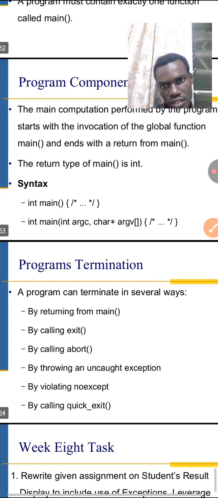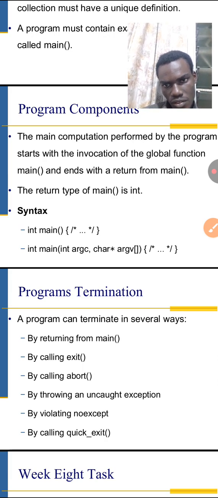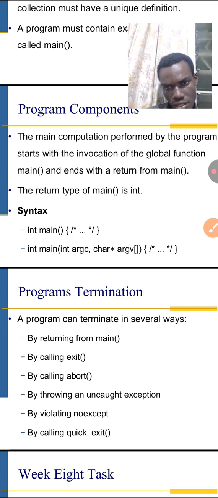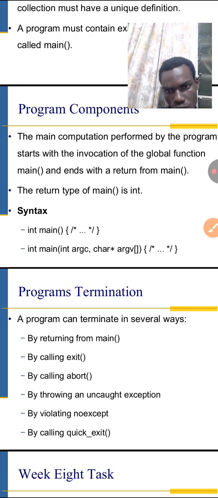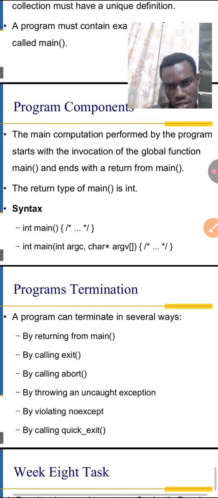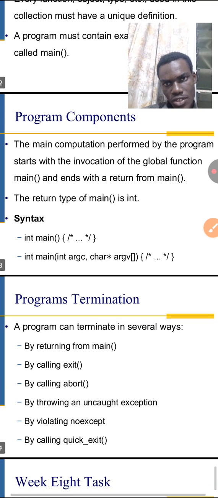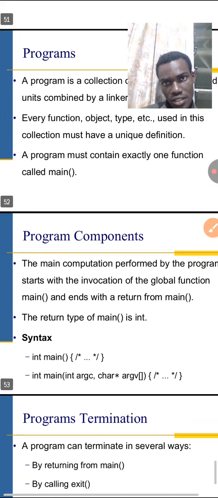Now let's see the program termination. The program can terminate in several ways: by returning from main, by calling exit, by calling abort, by throwing an uncaught exception, by violating noexcept, or by calling quick_exit. So today you got to know about namespacing and exceptions.